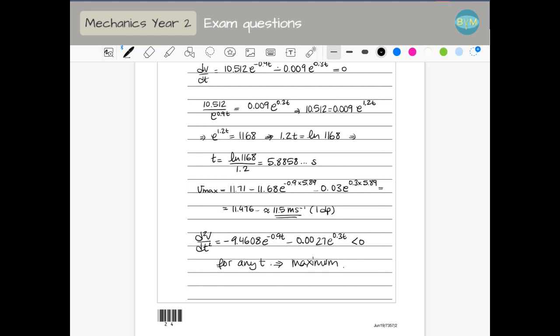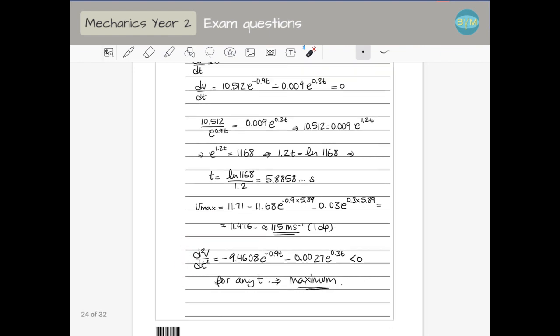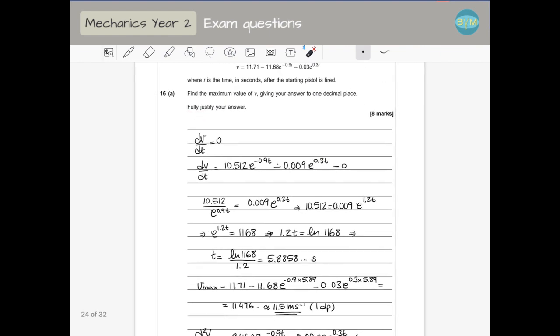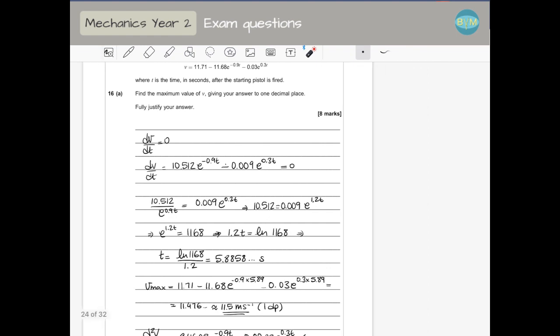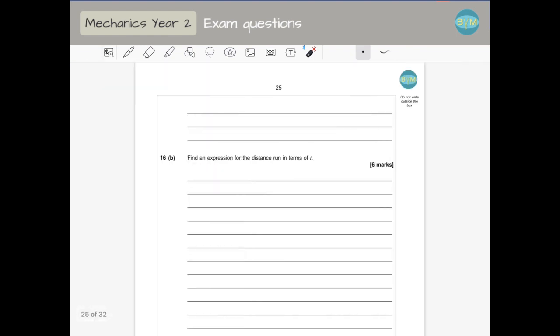Yeah, so I couldn't miss this part here. You have to justify it's a maximum. When they say fully justify, you should do that, unless in part B, for example, they say something like using the second derivative show that this is a maximum. That sometimes they do, yeah, but it's not the case. Then find an expression for the distance run in terms of t.